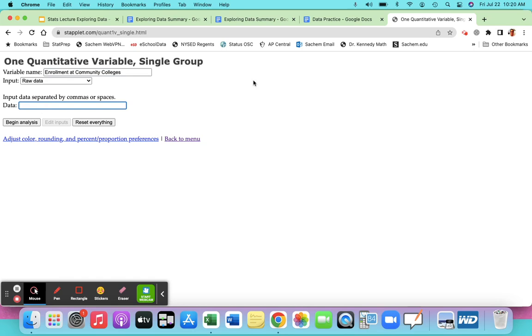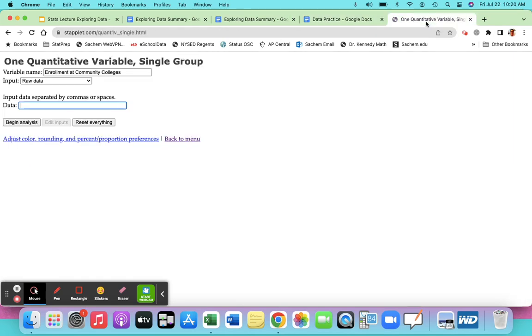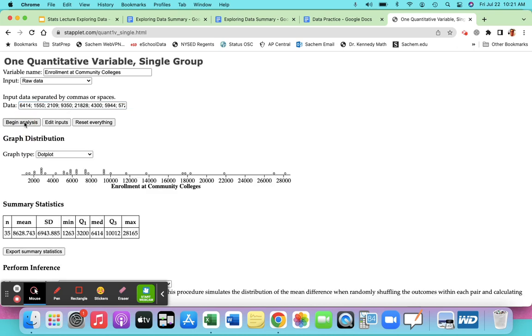All right, so I'm going to paste if I can. Let me copy and paste. Okay, it says separated by commas or spaces, but semicolons also work. And once you paste all your data in there, or you type it by hand, if you like typing things by hand, you hit Begin Analysis.